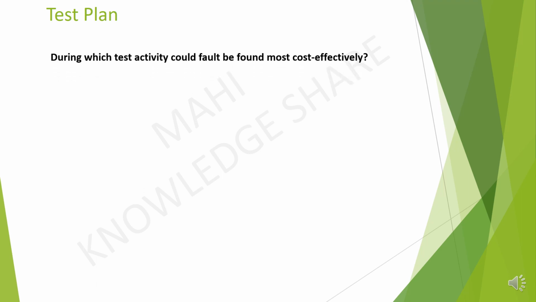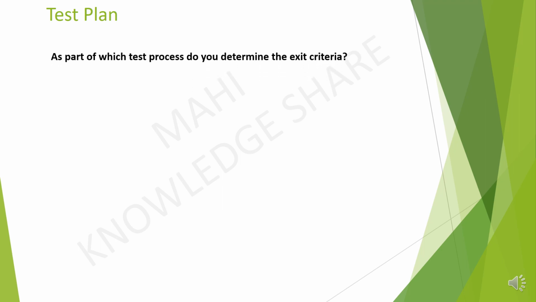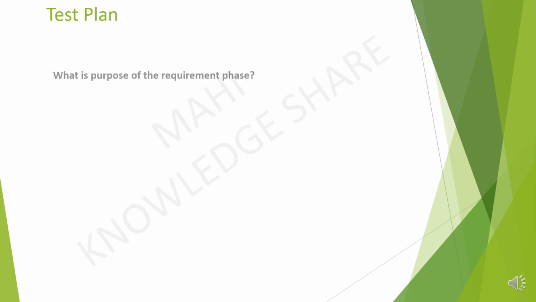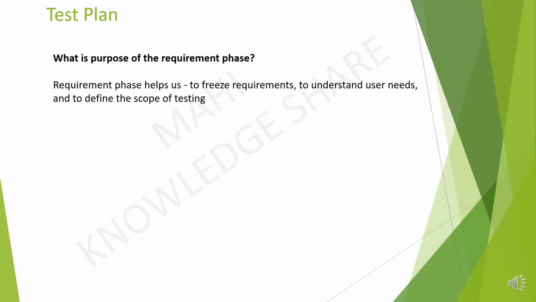During which test activity could fault be found most cost effectively? During test planning. As part of which test process do you determine the exit criteria? The exit criteria are determined on the basis of test planning. Purpose of requirement phase. Requirement phase helps us to freeze requirements, to understand user needs, and to define the scope of testing.